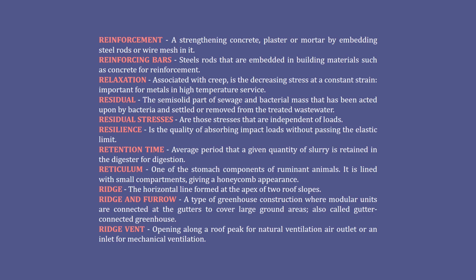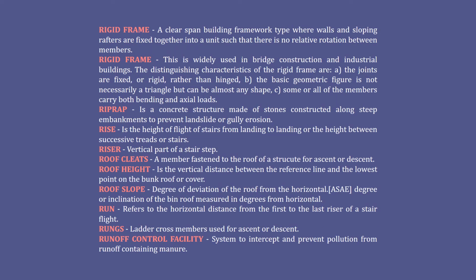Ridge: the horizontal line formed at the apex of two roof slopes. Ridge and furrow: a type of greenhouse construction where modular units are connected at the gutters to cover large ground areas, also called gutter-connected greenhouse. Ridge vent: opening along a roof peak for natural ventilation air outlet or an inlet for mechanical ventilation. Rigid frame: a clear span building framework type where walls and sloping rafters are fixed together into a unit such that there is no relative rotation between members. Rigid frame is widely used in bridge construction and industrial buildings.